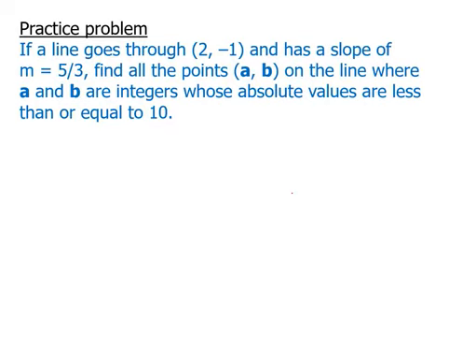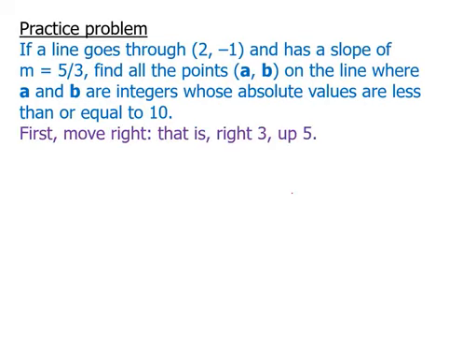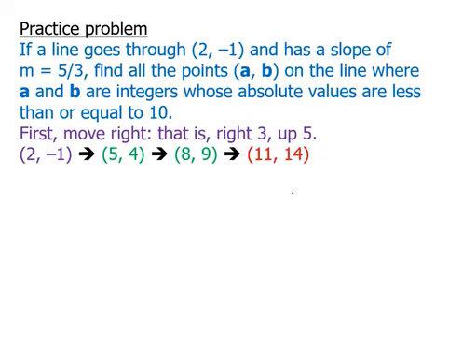So here we're going to start with the point 2, -1. And we're going to start by moving to the right. So we're going to move right 3 and up 5. So 2, -1, if we move right 3, we move from 2 to 5. If we move up 5, we move from -1 to 4. So this gets us to 5, 4. We do that again, we move from 5 to 8, and we move from 4 to 9. So we get to the point 8, 9. And then if we do it again, we're going to wind up with values bigger than 10.